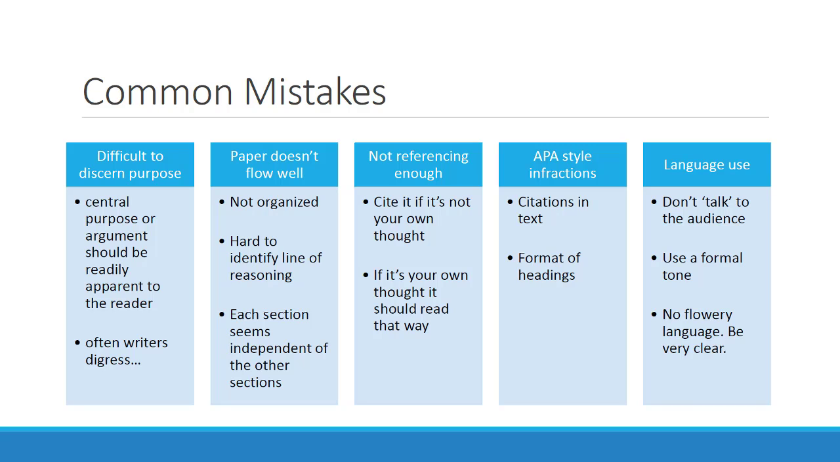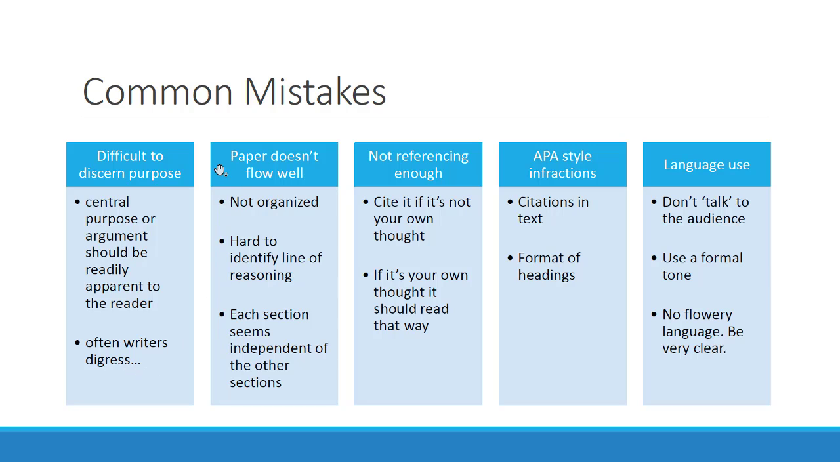Let's now talk about some common mistakes that I've seen students make in writing their papers for this class. First, on the left, is that it can be difficult sometimes to understand the purpose of what the students are trying to say. So the central purpose or argument that you're making should be readily apparent to the reader. So I shouldn't be confused about what you're trying to argue or what you're trying to propose in your research study. Make sure that it's clear and that you don't digress, which means that you don't go off the tracks too much to talk about things that are unrelated to the variables in your study.